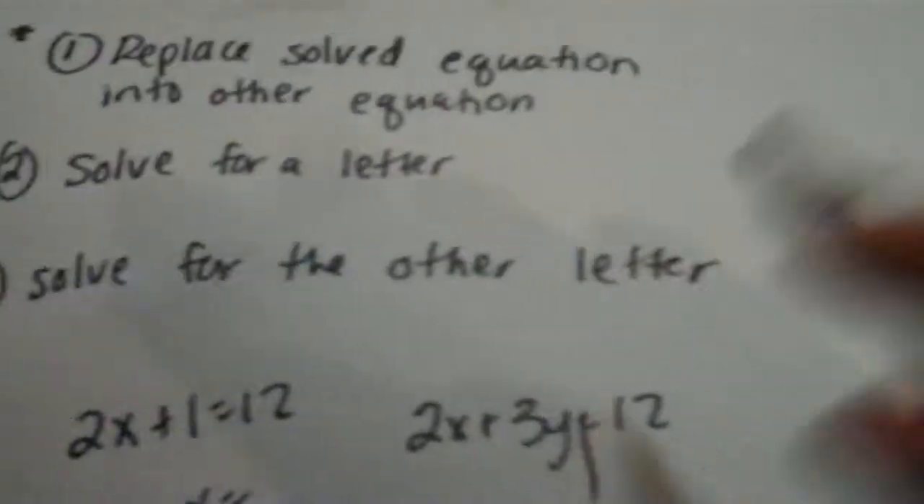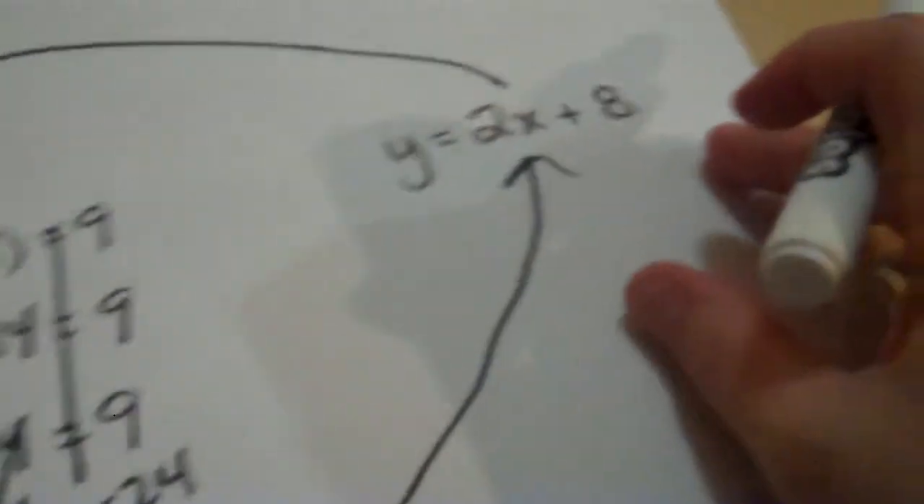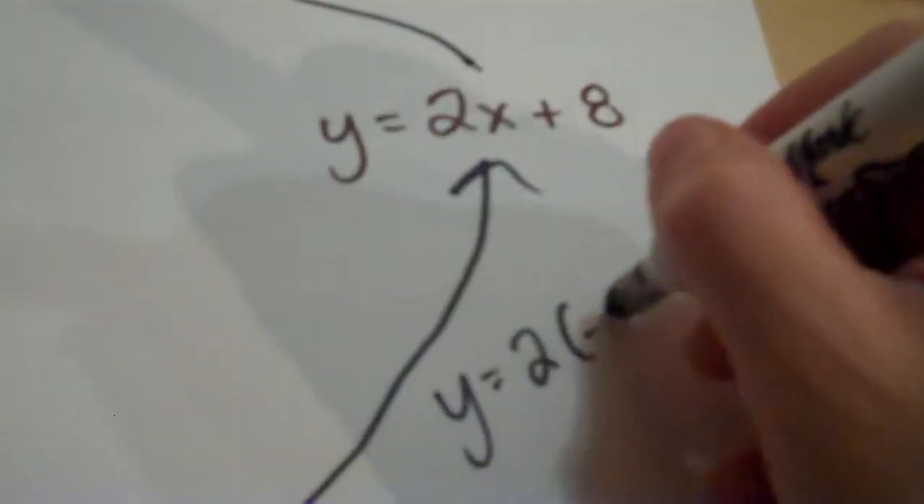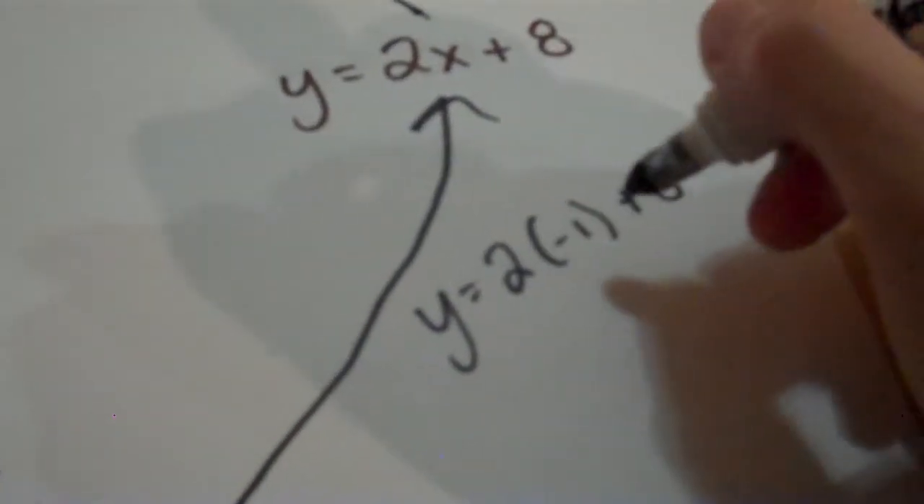And then the last step is you solve for the other letter. So I have x. Now I need to figure out what y is. So I'm going to plug that x in where it says x there. Okay? So y equals 2, parenthesis, instead of x, you told me x is negative 1, plus 8. 2 times negative 1 plus 8. If you want to, you can type it all in the calculator just as it looks, and you will get a positive 6. So y equals 6.